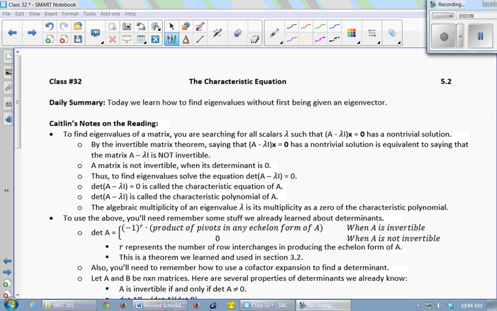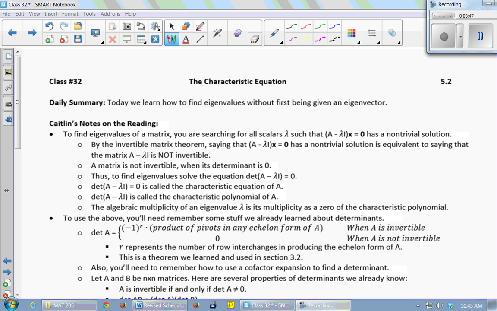But the invertible matrix theorem says that saying a matrix equation has a non-trivial solution is equivalent to saying that the matrix is not invertible, right? That was one of the 15 things in the invertible matrix theorem. If Ax equals 0 has a non-trivial solution, A can't be invertible. So in this case, it's not A, it's A minus lambda I. So A minus lambda I is not invertible, and a matrix is not invertible when its determinant is 0. So to find the eigenvalues, we solve the equation: the determinant of A minus lambda I equals 0.